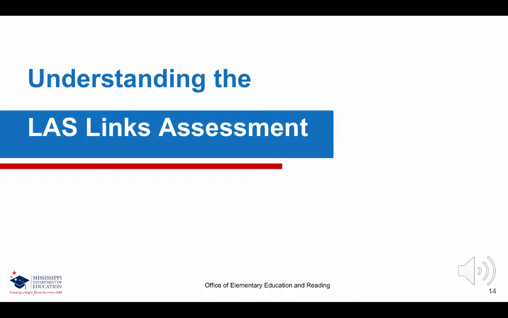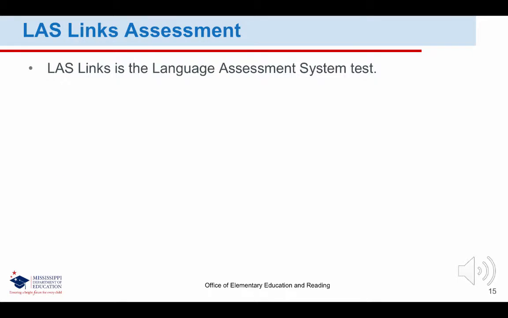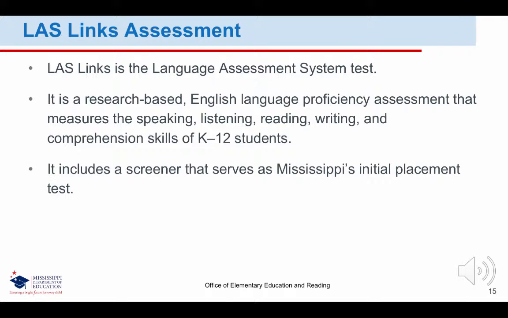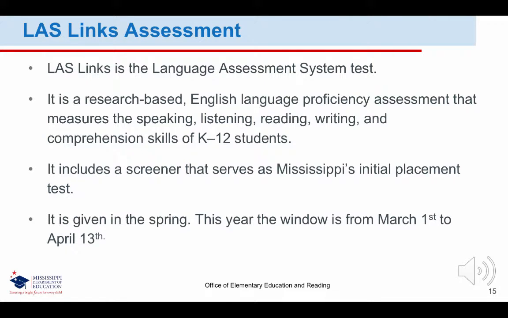Understanding the LostLinks assessment. LostLinks is the Language Assessment System test. It is a research-based English language proficiency assessment that measures the speaking, listening, reading, writing, and comprehension skills of K-12 students. It includes a screener that serves as Mississippi's initial placement test. It is given in the spring. This year, the window is from March 1st to April 13th.